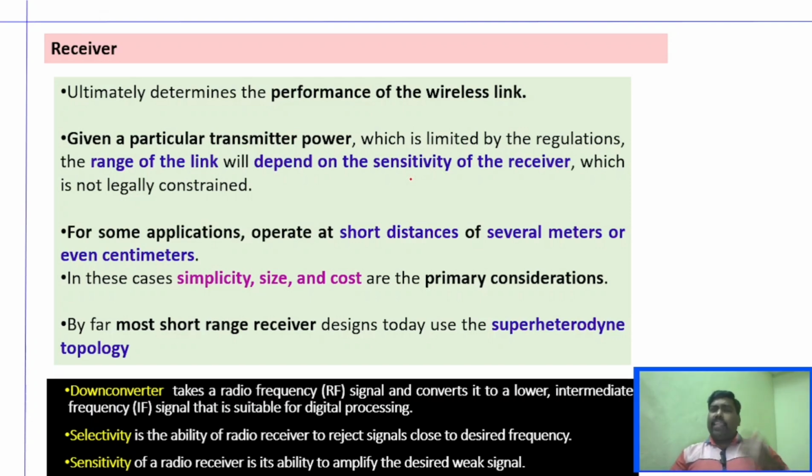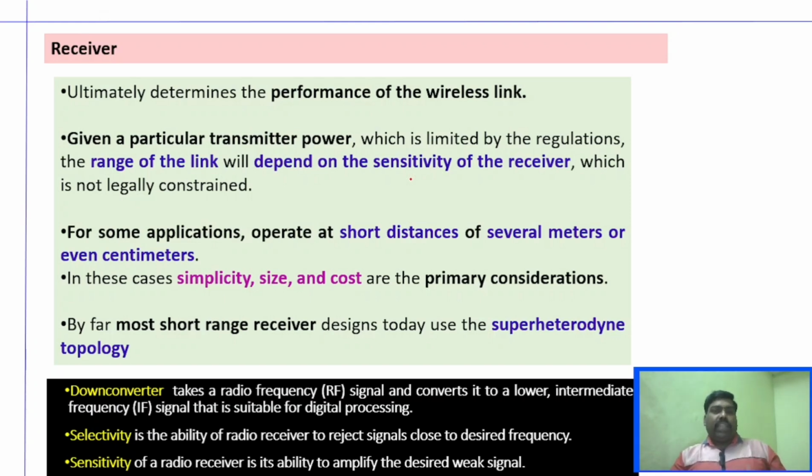And direct conversion receiver, right? Super heterodyne receivers, like that. You have a lot of receivers, right? And a very important requirement for short range receivers is simple design, size and cost, right? And I've already explained what down conversion is, and whenever it comes to a receiver, two important parameters are very important, that is selectivity and sensitivity.